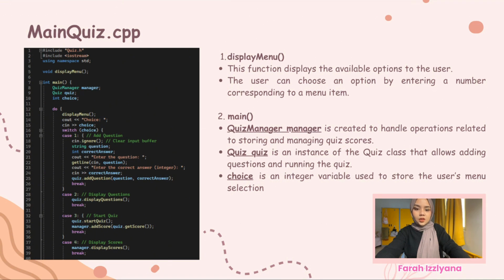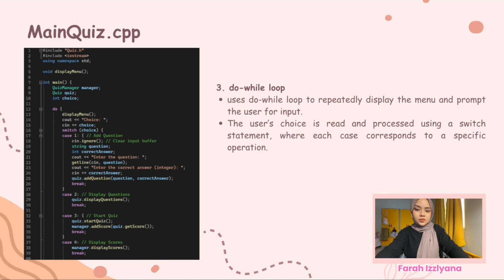In main, Quiz Manager is created to handle operations related to storing and managing quiz scores. Quiz is an instance of the quiz class that allows adding questions and running the quiz. Choice is an integer variable used to store the user's selection. The while loop is used to repeatedly display the menu and prompt the user for input. The user's choice is read and processed using a switch statement where each case corresponds to a specific operation.